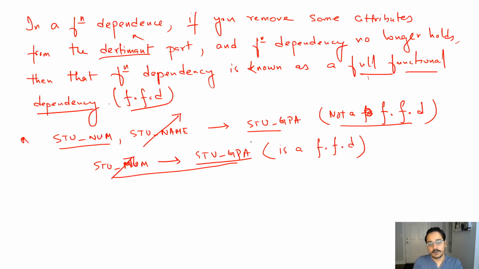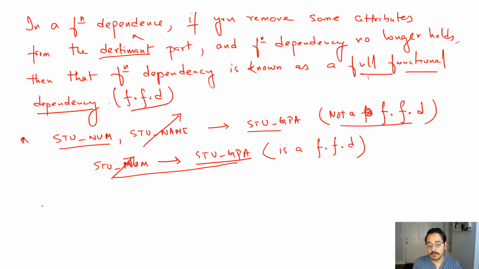Okay, and now you might have had the question: you removed student name here and this still worked, so it is not a full functional dependency. What about if I remove student number? Well, if you remove student number here, then student name is no longer unique. If a determinant is not unique, then it won't be able to determine the value of the remaining attributes. So if instead of removing student name, you remove student number and retain student name, you wouldn't have a functional dependency anymore. You will lose the aspect of functional dependency altogether.